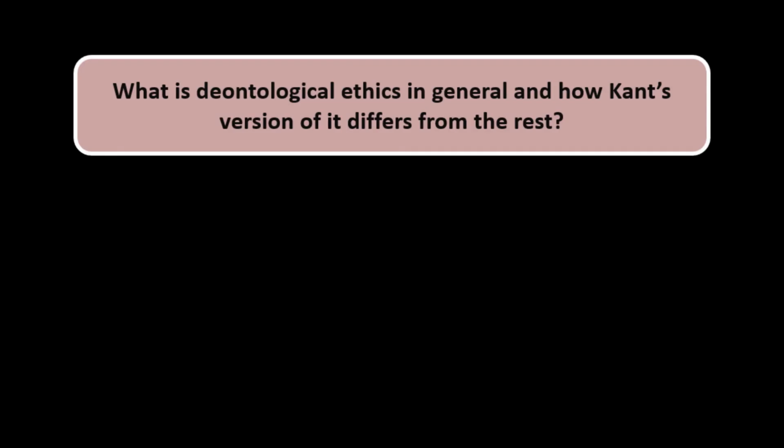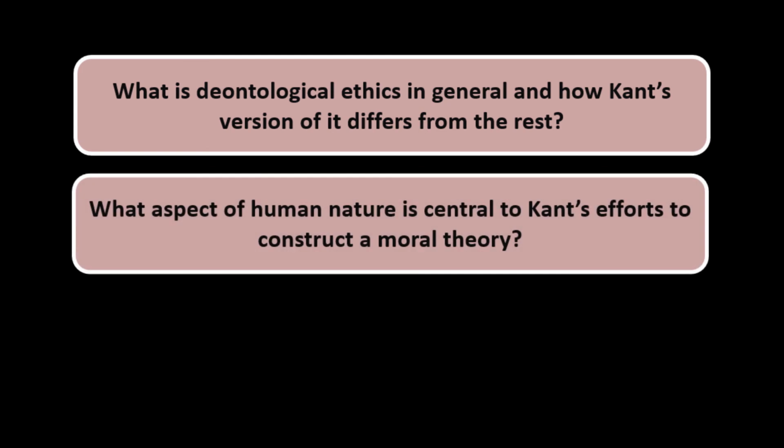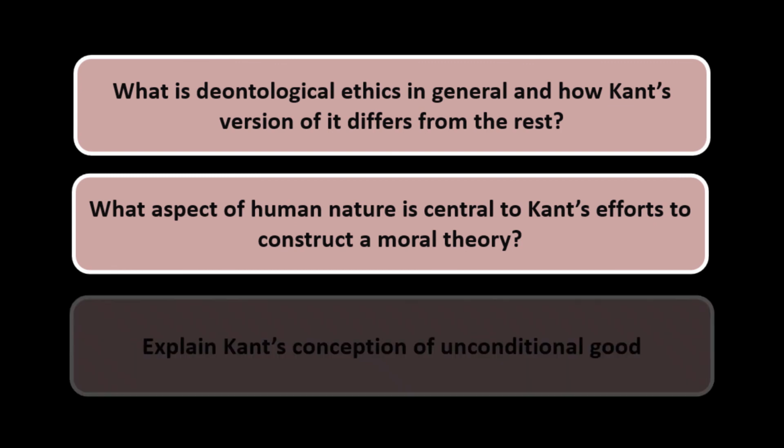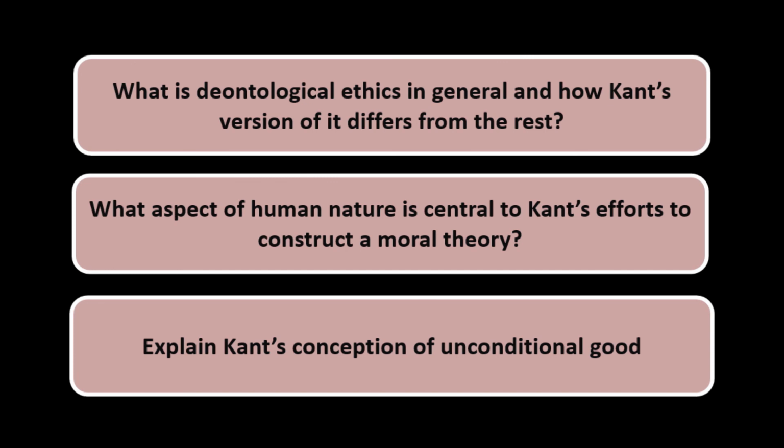Now, to test your understanding and track your progress, I am giving you a list of some key questions that you may attempt to answer. The first question is, what is deontological ethics in general and how does Kant's version of it differ from the rest? The next question is, what aspect of human nature, according to Kant, is central to constructing a moral theory? The next question, you have to explain Kant's conception of unconditional good. So you have to link it with the conception of goodwill.